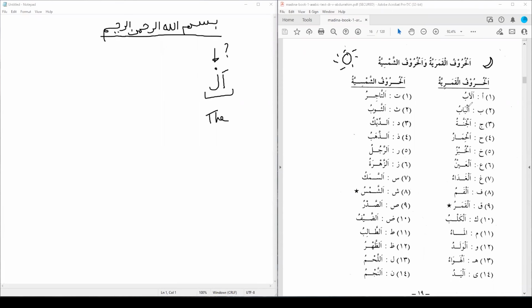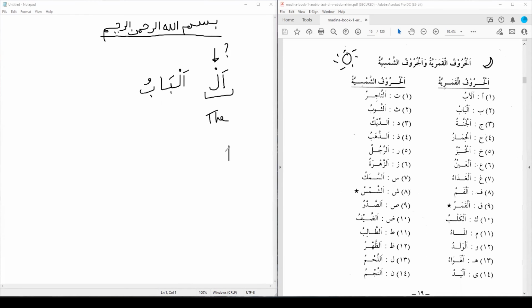If I have a moon letter after this lam, then the lam will be pronounced clearly. For example, if I have al-babu, ba is a moon letter. It's listed under the moon letters over here. So if a moon letter appears after the lam in al, then you have to pronounce the lam. So you say al-babu. Whereas if you have a sun letter, then the lam will not be pronounced.